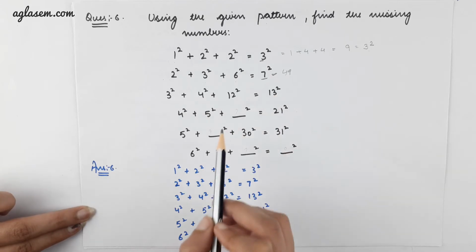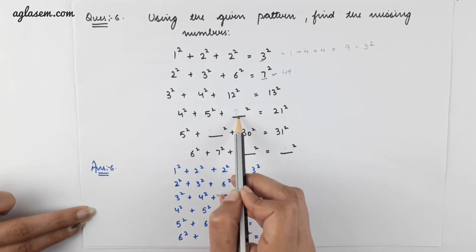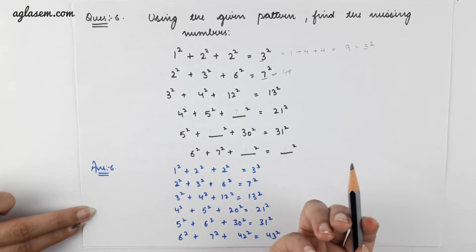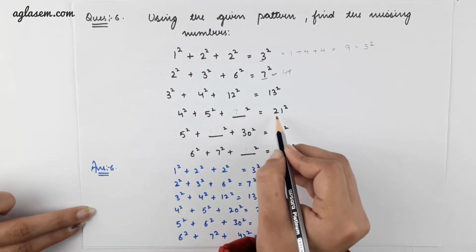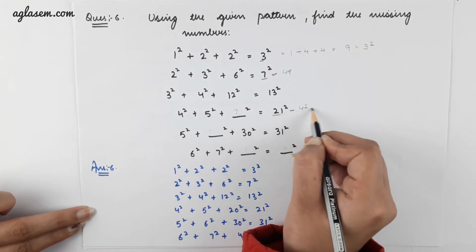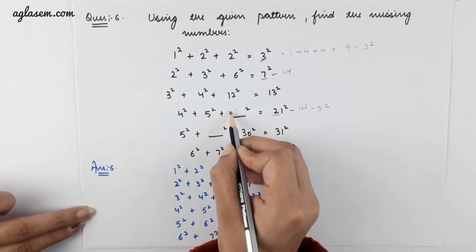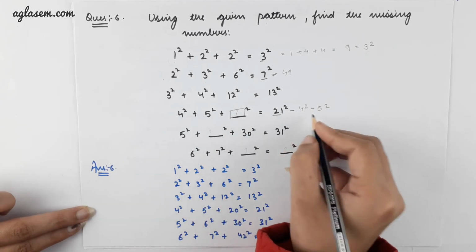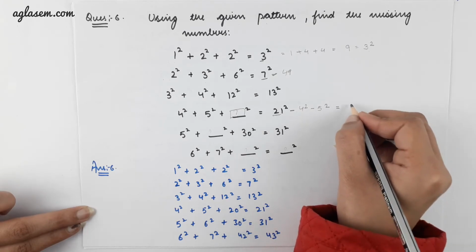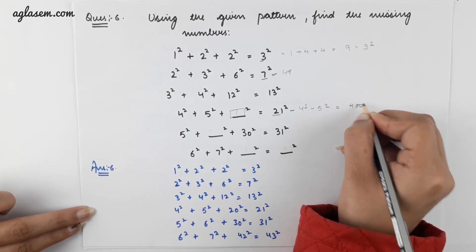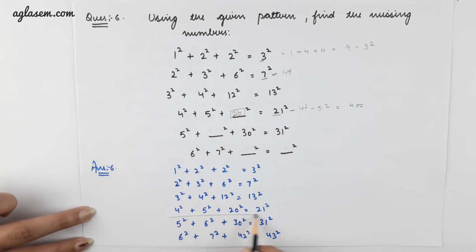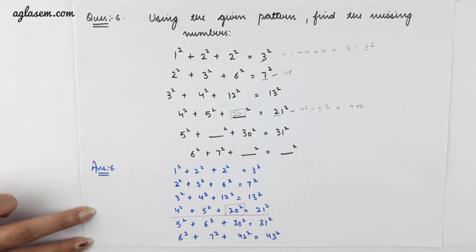Similarly in this series we have to find this blank. So now it would be very easy for you, because we can say 21 square minus 4 square minus 5 square is equal to this square. So by solving the squares of the numbers, we'll get 400, which is the square of 20. Here is the answer, 20 square.